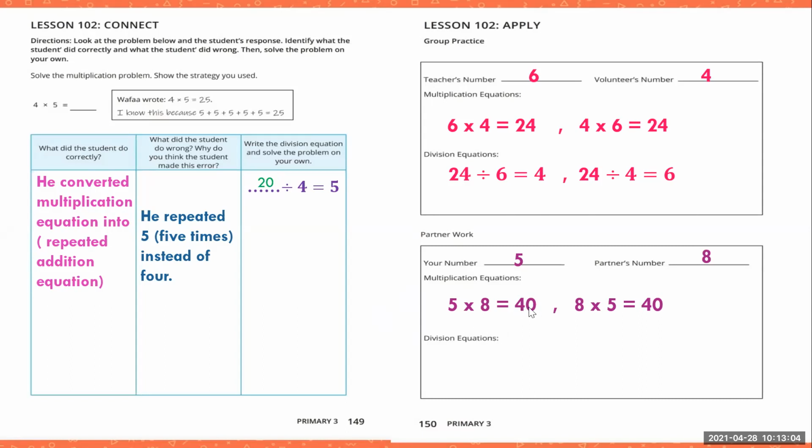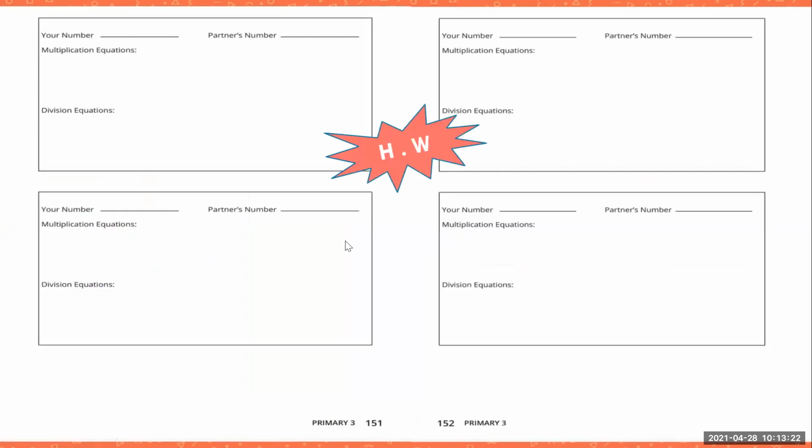Divided by 8 equals what? 5. Great, Yashaza. Thank you, my dear. So we will write 40 divided by 8 equals 5, or 40 divided by 5 equals 8. They are the same. Excellent, my dears.